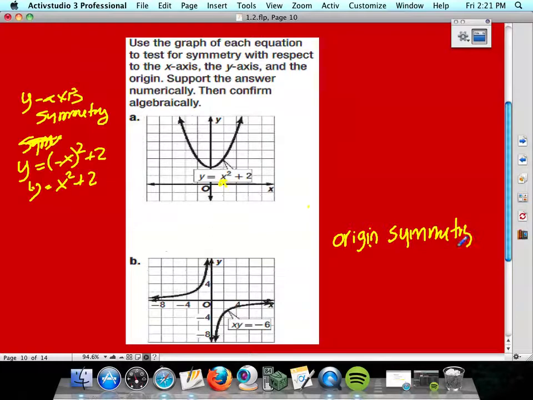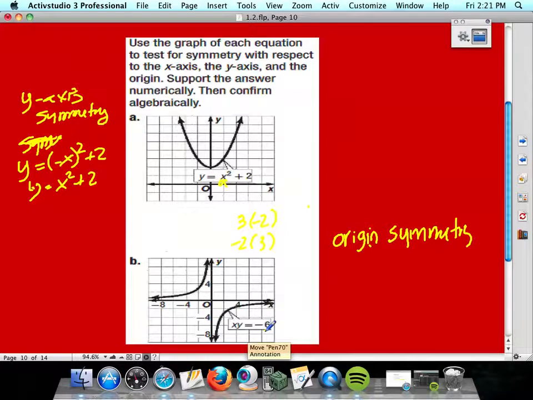Now, that means I can plug in a negative number for x and y and get the same thing. So, let's say the first one has to equal negative 6. Let's say I started with 3 times negative 2. Now, if you change both signs, do you still get negative 6? And the answer is yes. So, that's how you would do it numerically.